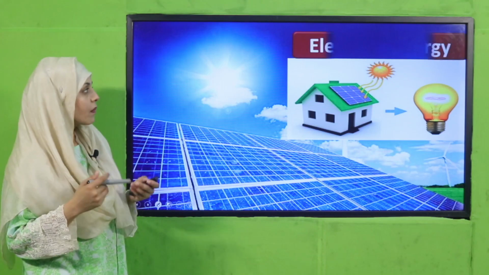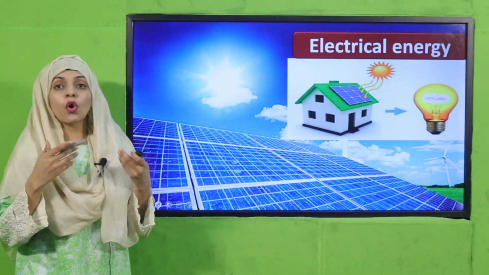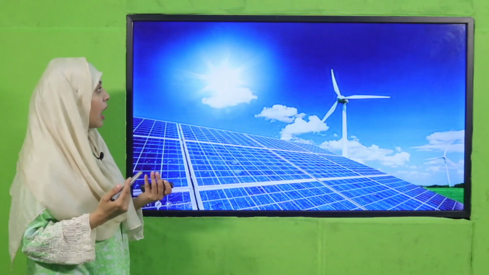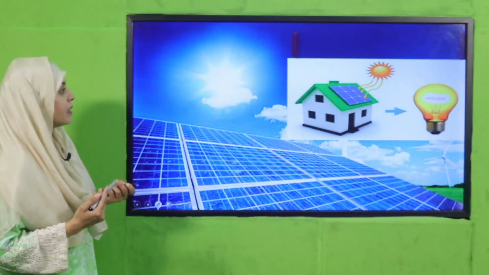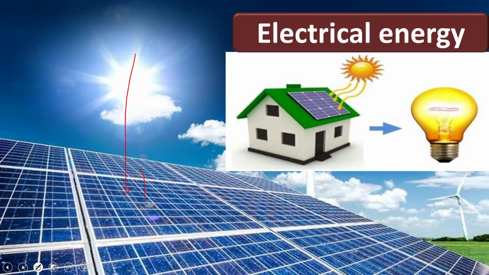Next is electrical energy. So sun also produces electrical energy. How? When the sunlight falls on the solar panels, these solar panels convert the heat and light of the sun into electricity, and this is used in our homes.